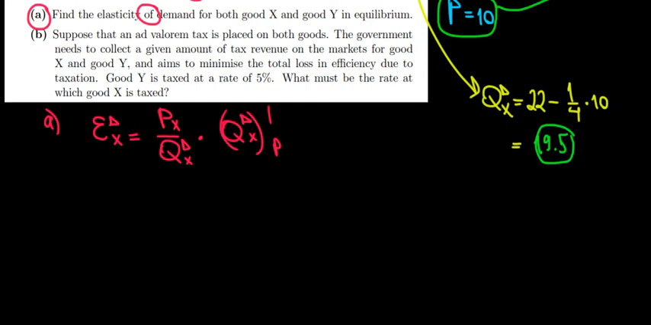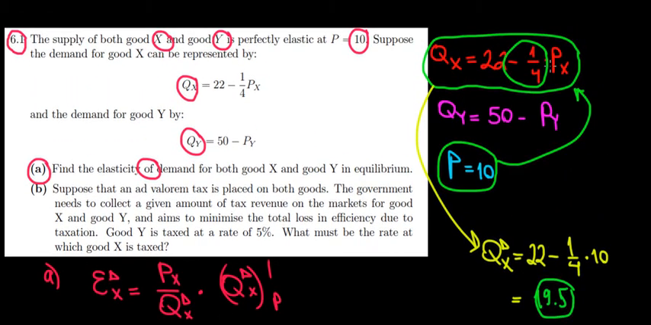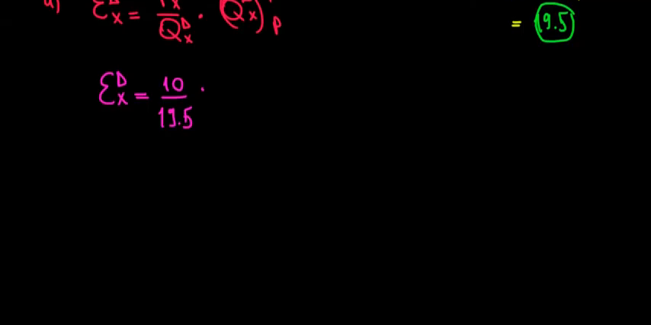So let's do it below. The elasticity of demand of good X is equal to the price, which is 10, divided by the quantity demanded in equilibrium, which is 19.5, times the slope, which is minus 1 over 4. Now if we solve the math, what do we get? The 10 and 4 cancel out, and we're left with 2.5. So we have minus 2.5 divided by 19.5, which is equal to minus 0.128.